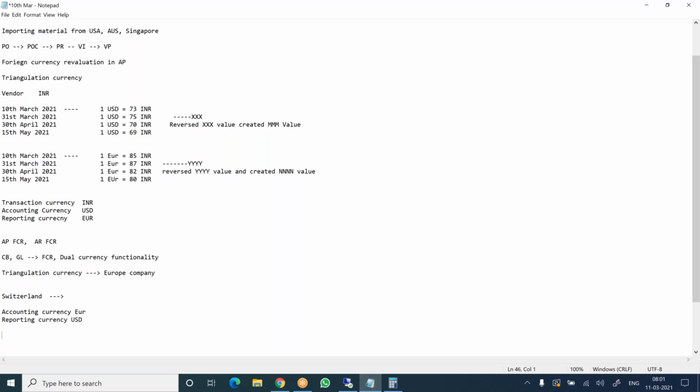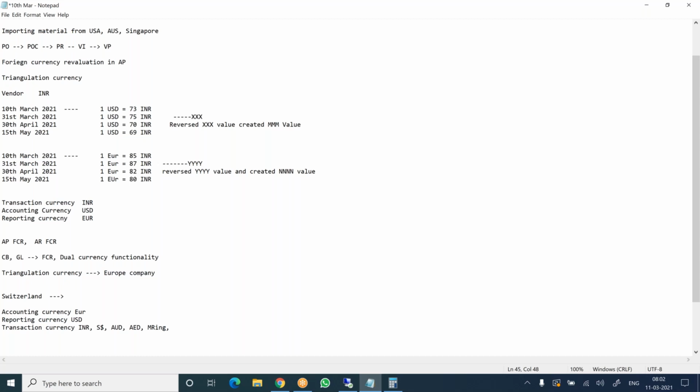I will use it. If I'm exporting material to India, then the transaction currency will be INR. If they are exporting to Singapore, then Singapore dollars. If exporting to Australia, Australian dollars. If exporting to Dubai, AED, Arab Emirate dirhams. If it is Malaysia, Malaysian ringgits.